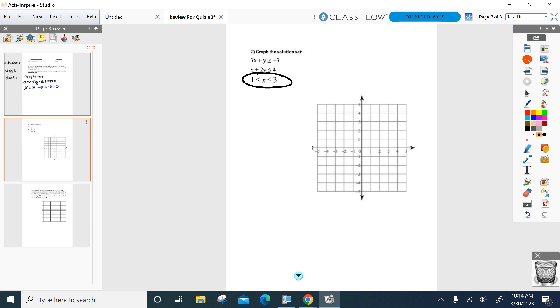X equals 2. X's are vertical, so these are 2 vertical lines. And where's the shading going to go? Right in the middle. So you already know where your shading should be. It's going to be somewhere in the middle of those vertical lines.